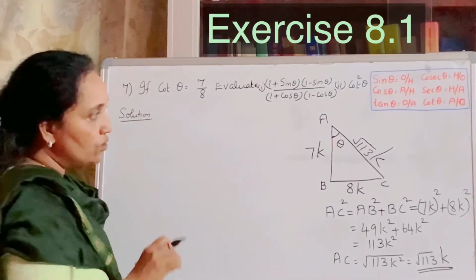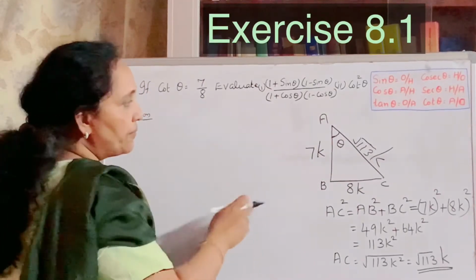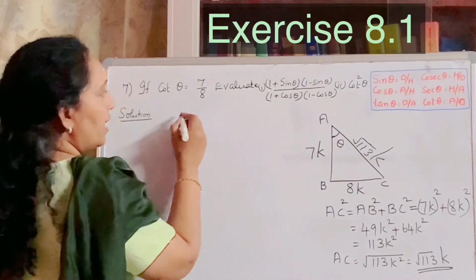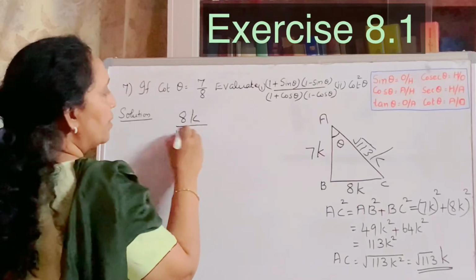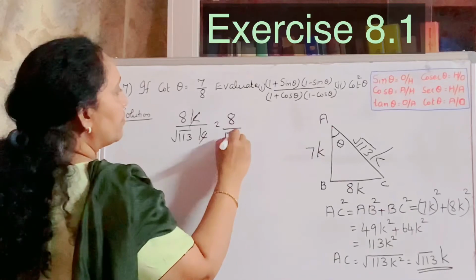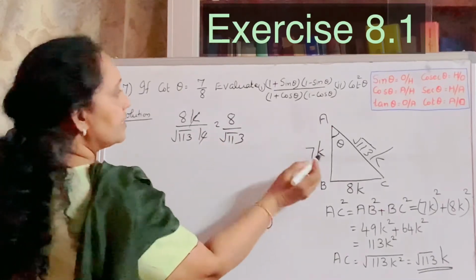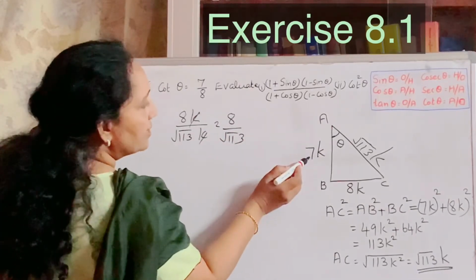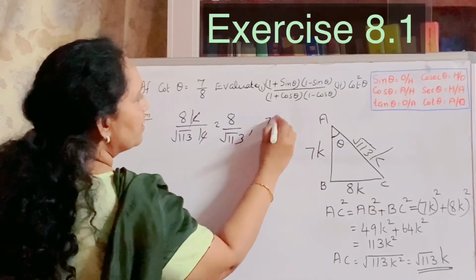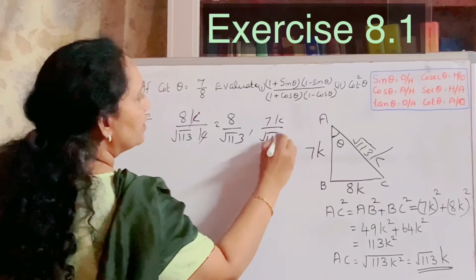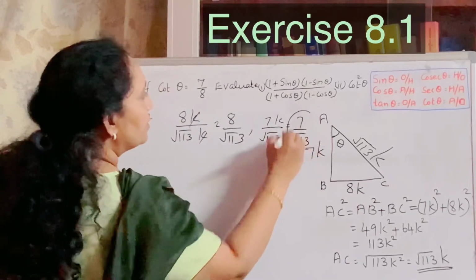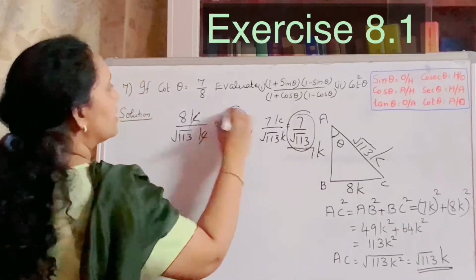Now find the values of sin theta and cos theta from the figure. Sin theta is opposite side by hypotenuse, that is 8K by root 113K, that is 8 by root 113. Then cos theta is adjacent side by hypotenuse, that is 7K by root 113K, that is 7 by root 113. So this is cos theta and this is sin theta.